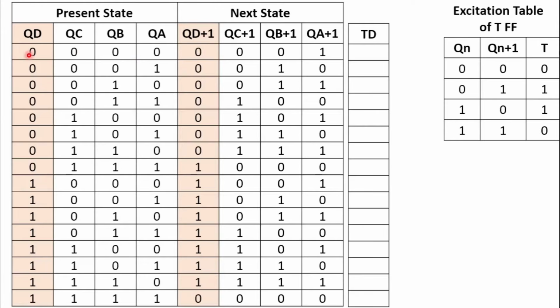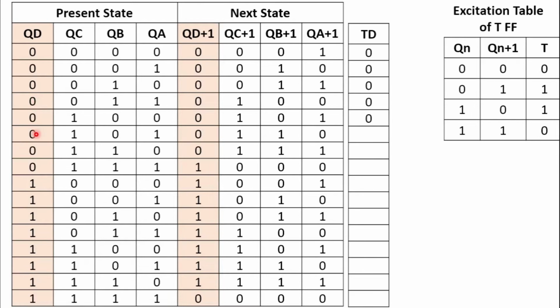Now look at the first row. 0 is converted into 0. So there is no transition or no change. So the value of TD is 0. In the second row, 0 is the present state. Next state is also 0. So again there is no change. So the value of T is 0. In the third row, same is the case. So TD is 0. In the fourth row, same is the case. So the value of TD is 0. Next row, same is the case. So the value of TD is 0.